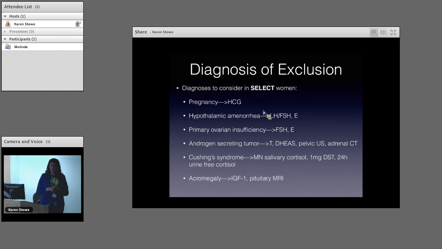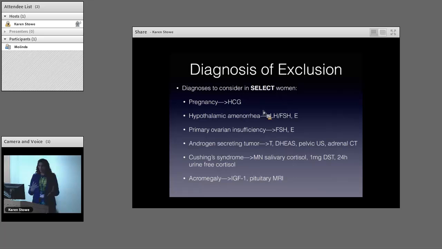If the hirsutism, or acne, or other signs of hyperandrogenism have occurred pretty rapidly, then one should consider an androgen-secreting tumor. In addition to checking a testosterone, one would also consider checking a DHEAS. And if those are significantly elevated, often greater than 3 times the upper normal limit, one should consider a pelvic ultrasound or an adrenal CT.